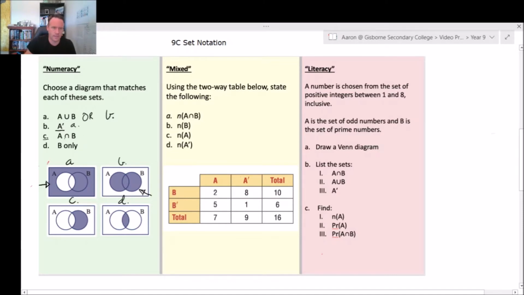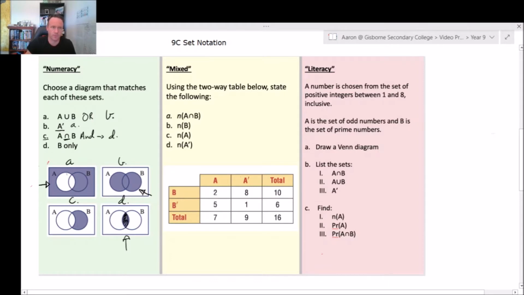Then part C, that one there. I like to think of that, it looks like an A a little bit to me, and it means and. So it's everything that's in A and B, so it must be common to both. I'll look over here, and that one has the middle portion highlighted. So that one is going to be my D value there.